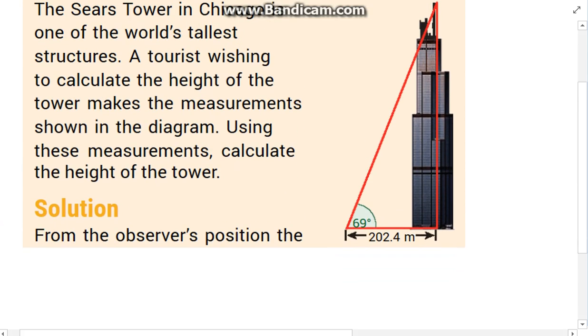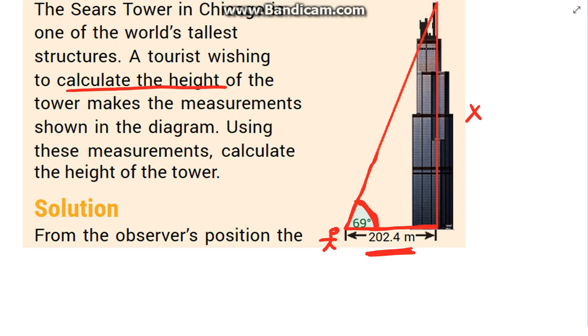Okay, so we have a person who's standing here, and they're using their clinometer, and they're measuring the distance they are standing from the highest point of that tower as 202.4 metres, and using their clinometer they've looked from their eye level up to the top of the tower. They found that the angle of elevation was 69 degrees, and what they want us to do is calculate the height of the tower, so that's over this side here, so I'm going to call that x because that's what they want to know.